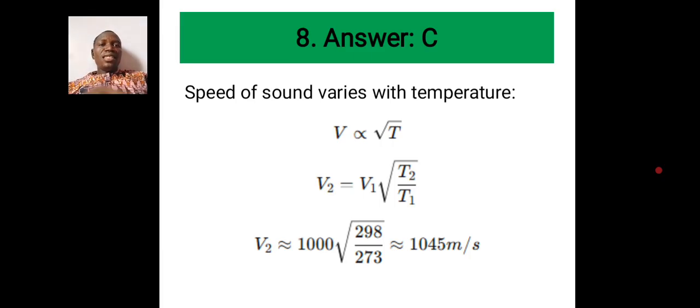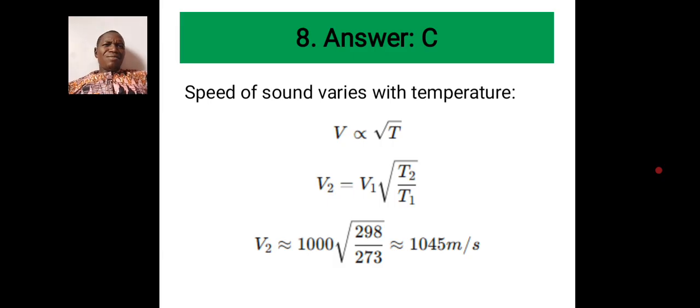So you can see that the first temperature at 0 degrees Celsius is 273 Kelvin. That's the 273 you are seeing. 25 degrees is 298 Kelvin. Remember, it's just addition. From 0 degrees you add. I hope you know how to change it from degrees Celsius to Kelvin. So by the time you calculate all this, you are going to get 1045 meters per second.